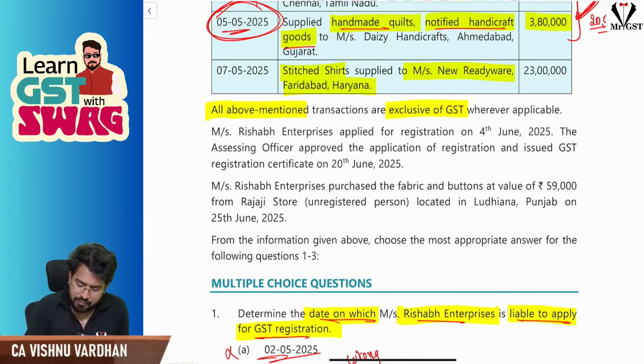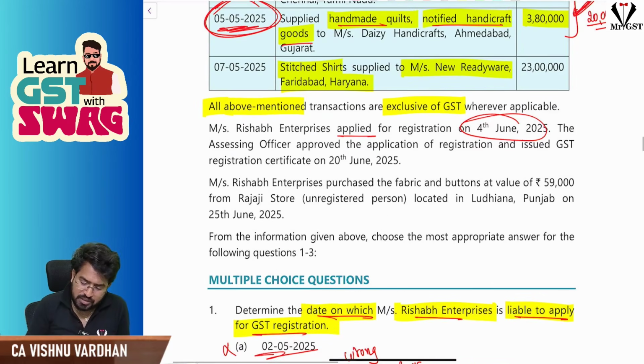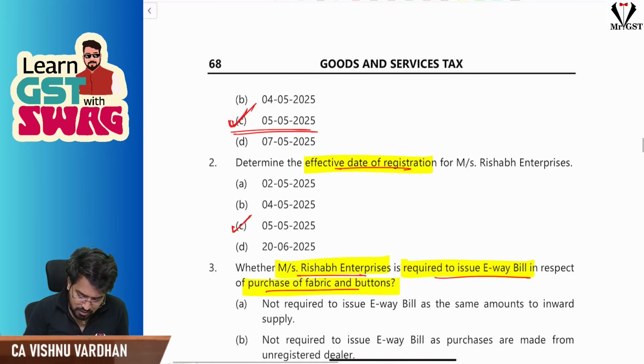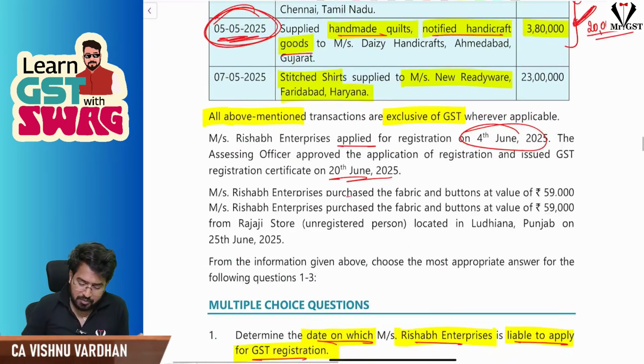And accordingly, they have given the effective date of registration also. They have applied for registration on 4th June, that means within 30 days. So the effective date of registration also should be 5/5. But unfortunately they gave 20th June 2025, which is again a wrong answer. So this is the correct answer, and this is wrong. There is a mistake here in the answer. Please be careful. Now coming to the next one, the e-way bill part here.